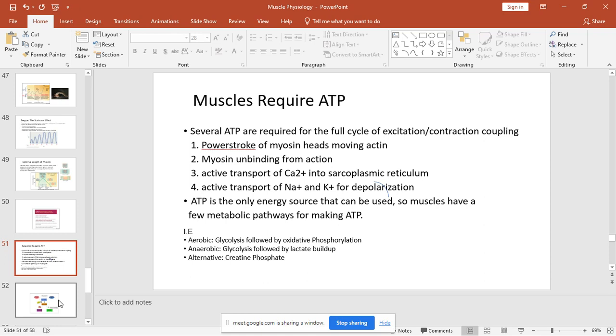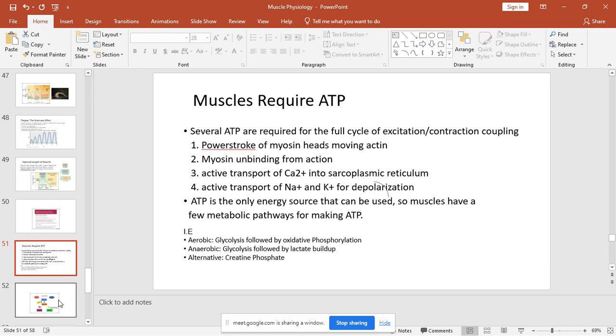Like we've already said, for the muscles to carry out this contraction or shortening of the sarcomere, they require ATP. We talked about ATP being required in the power stroke. We also said that ATP is required in the resetting process, where the myosin and the actin unbind. We also said that ATP is required to drive the calcium back into its storage place, which is the sarcoplasmic reticulum.